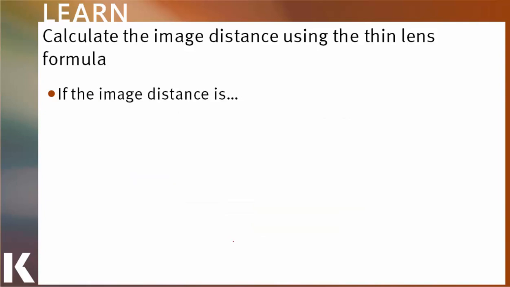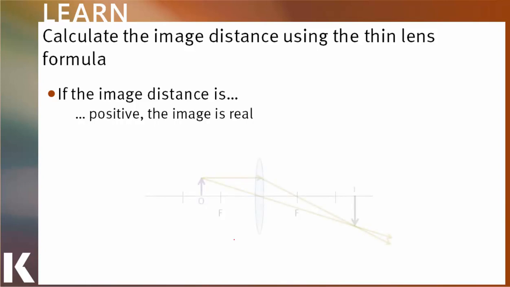Now, for the image distance, if it's positive, that means it's real. And what it means to be a real image is that your light rays really converge where your image is formed. So in this example with the lens, we see that the light rays are converging right there. That tells us that that image formed is a real image.